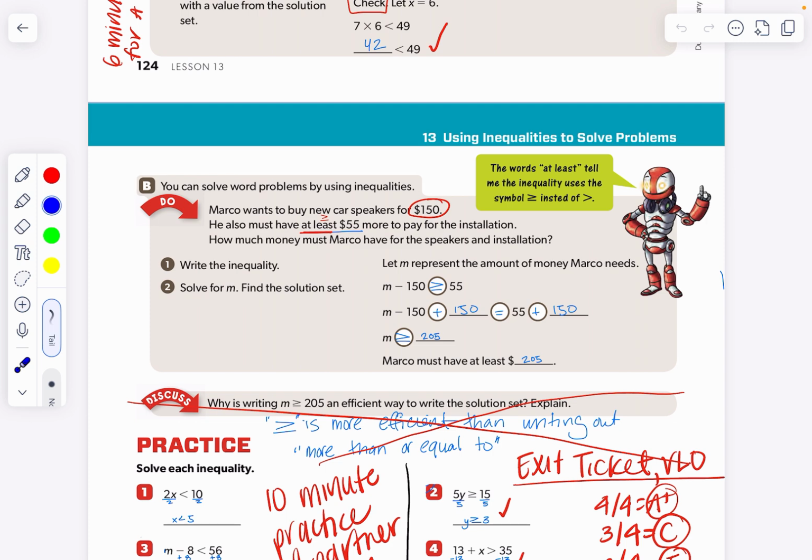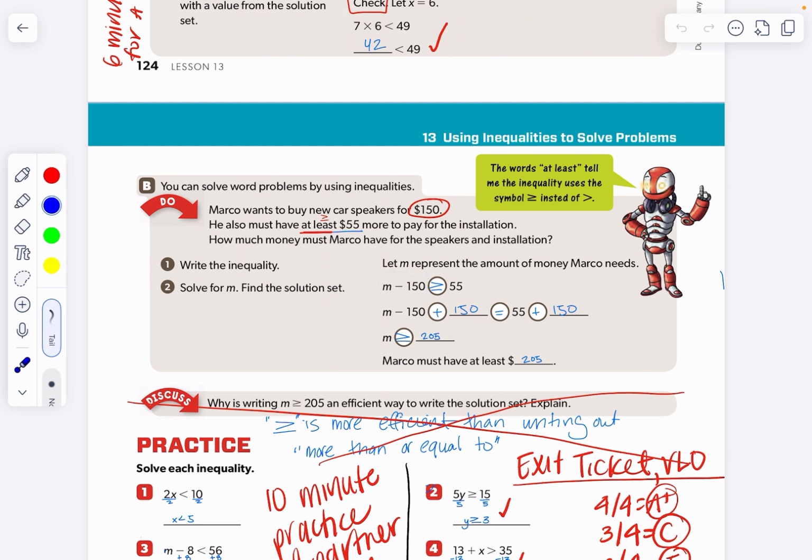And it says that he must have at least 55 for the installation. So he can have more than 55. He also can have 55. So we're going to go ahead and use that greater than or equal to sign. So once we plug in that greater than or equal to sign, our inequality statement becomes m minus 150 is greater than or equal to 55, so that we can figure out how much money he should come with. And so we are looking to isolate the variable.